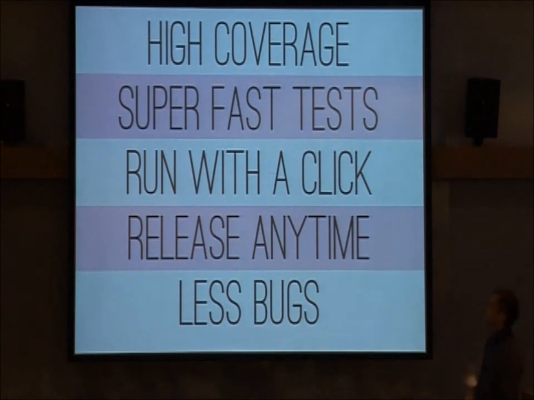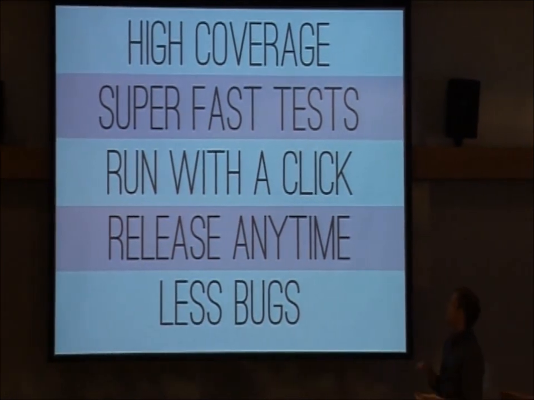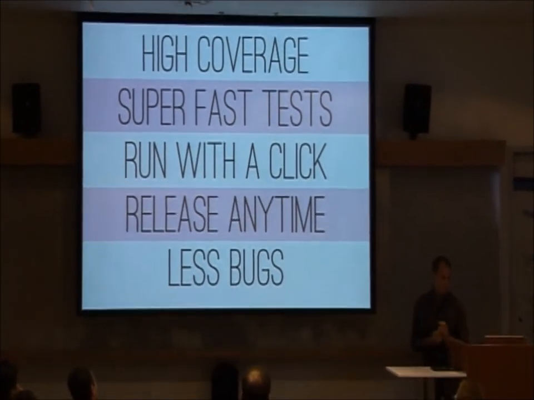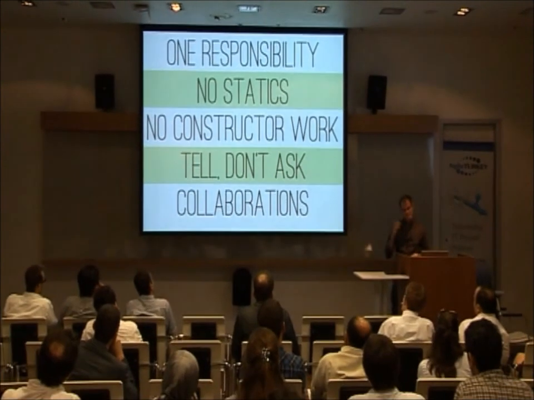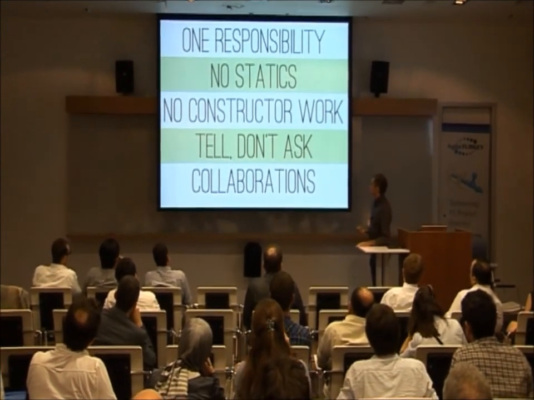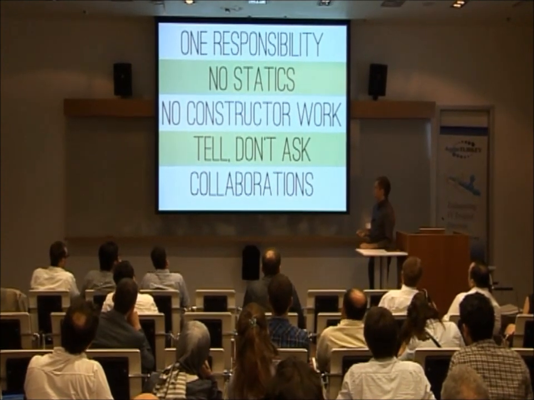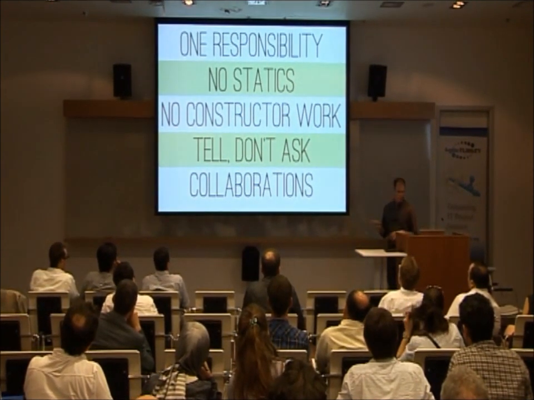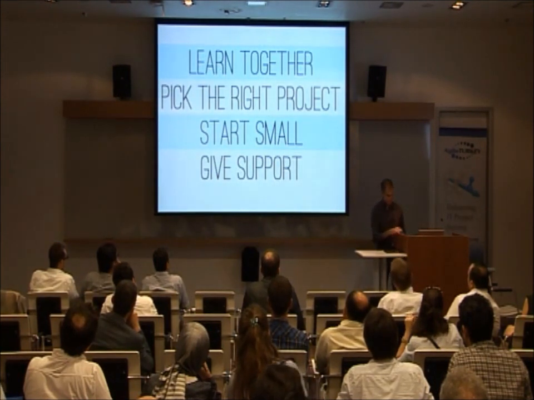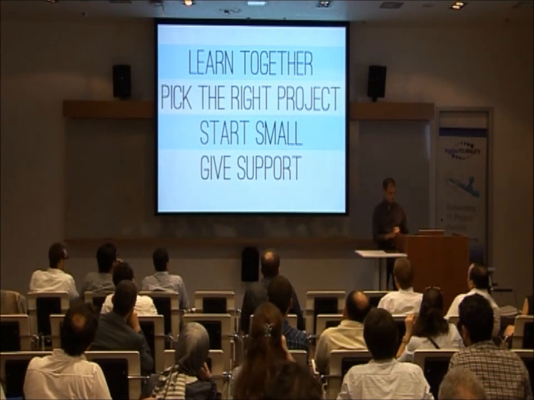So this is a summary of it all. High coverage, super fast tests, easy to run, can reason in time. I want fewer bugs, I don't want to be on call. Technically, I want one responsibility, I hate static calls. Don't make me do anything in the constructor. Pass a message. Favor collaboration over inheritance. Learn together, pick the right project, start with a very small group, and give them support.